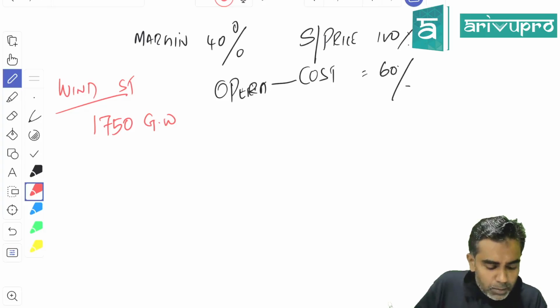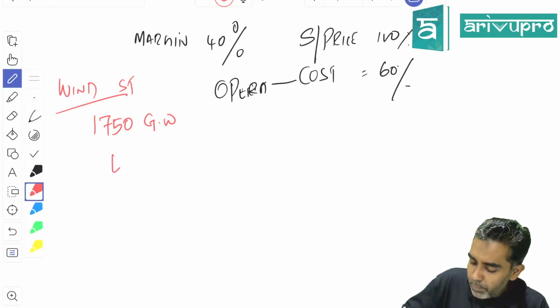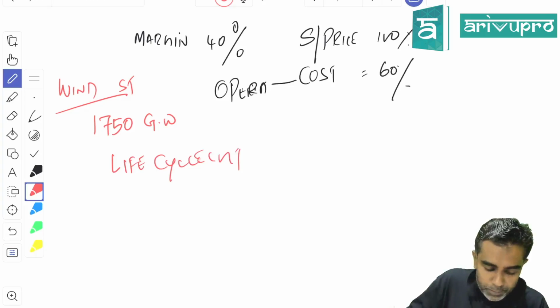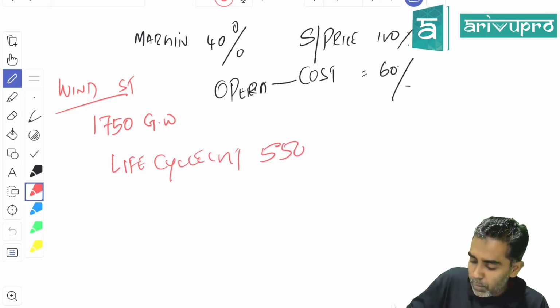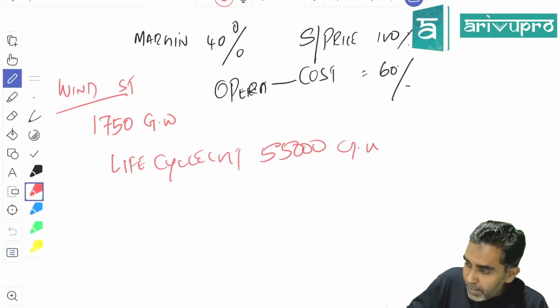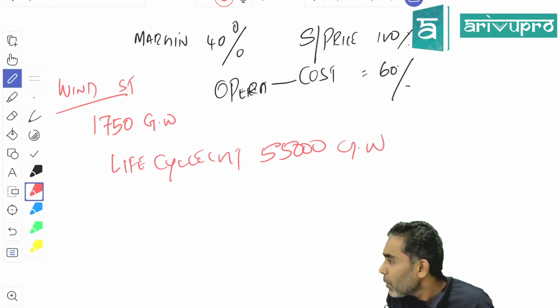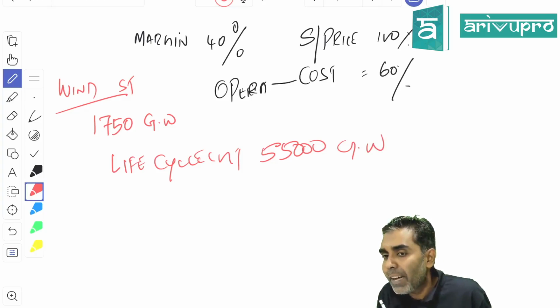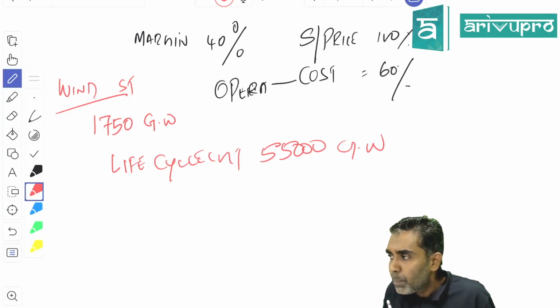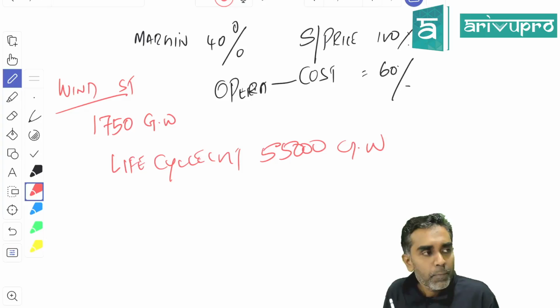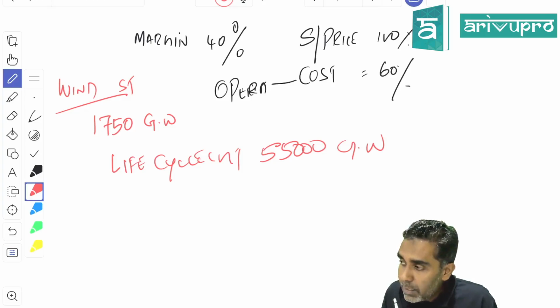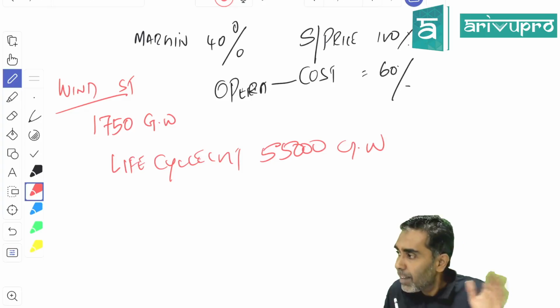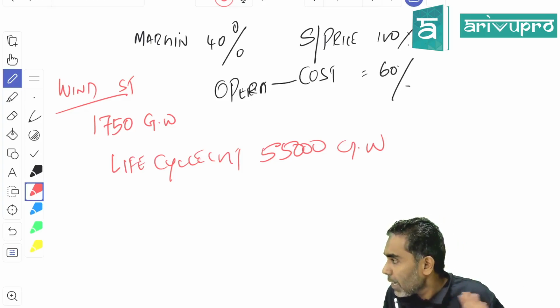It has a life cycle cost of how much? 55,000 per gigawatt. Excuse me, ladies and gentlemen, let me know what is meant by life cycle cost of 55,000. I'm not clear with that. Can you all help me? What is meant by that 55,000? Which means that part which is included with the pre-manufacturing and the post-manufacturing.